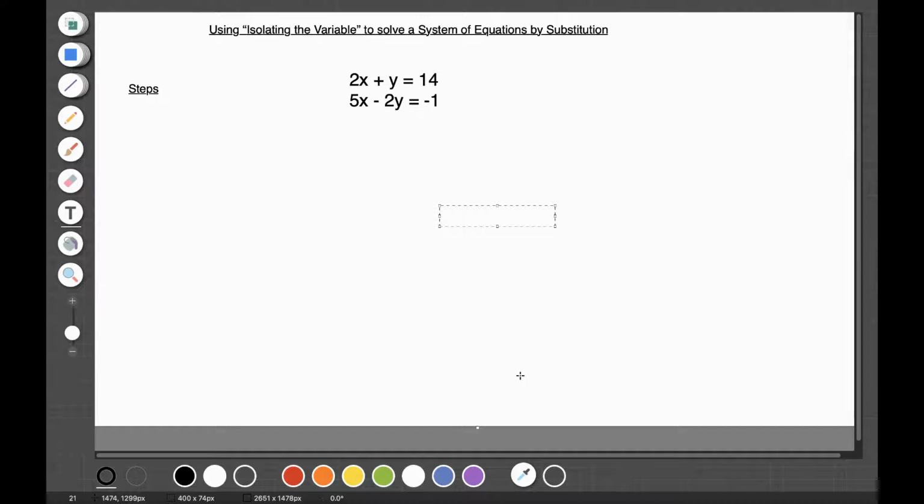All right, so now we're going to put this new skill of isolating variables to use to solve a system of equations using a method called substitution. Okay, this might be a review for some of you because I think that you learned a little bit about this last year.